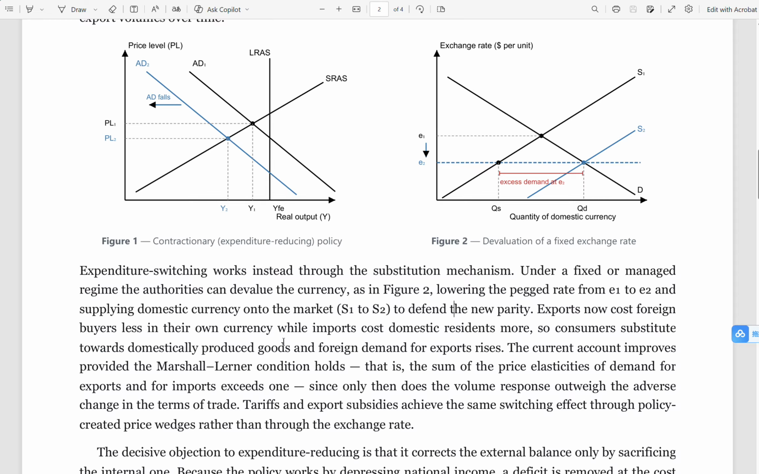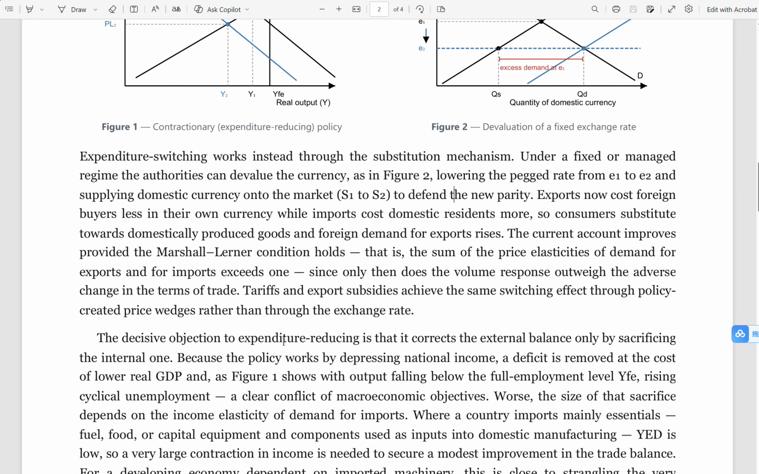So basically, this is trying to change the relative prices between goods and services to make sure that more goods are being produced domestically and there is more export demand to improve the current account, provided the Marshall-Lerner condition holds. This is that the sum of the price elasticity of demand for exports and for imports exceeds one.